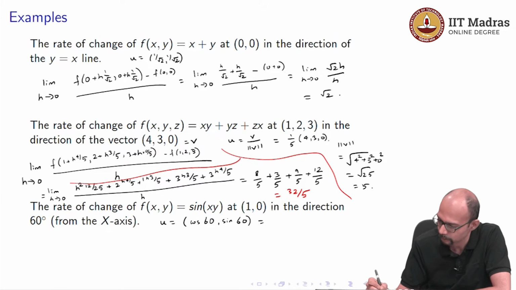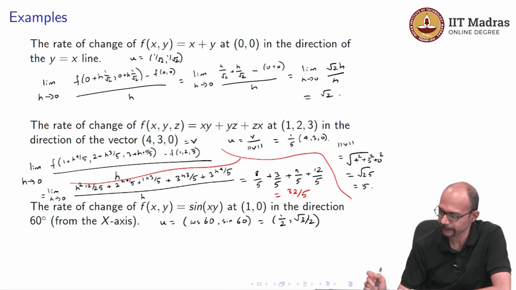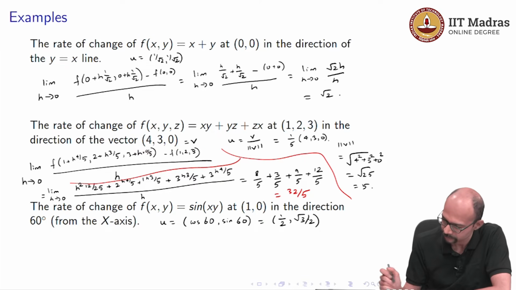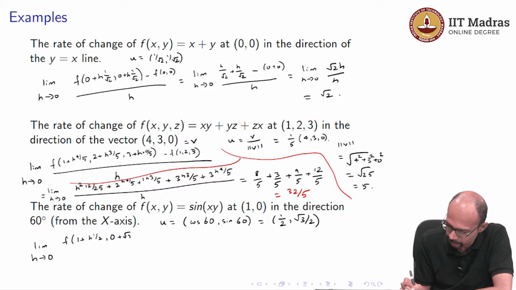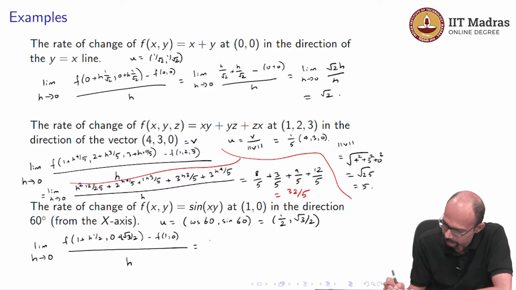So, if I remember my sines and cosines correctly, this is half and root 3 by 2, and okay, so now we can plug this in and see what we get. So, the limit h tends to 0, f of (1 plus h times half, 0 plus root 3 by 2 times h) minus f of (1, 0) divided by h. So, what is that?